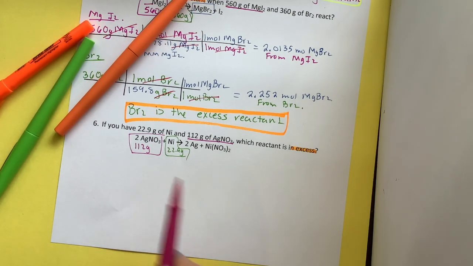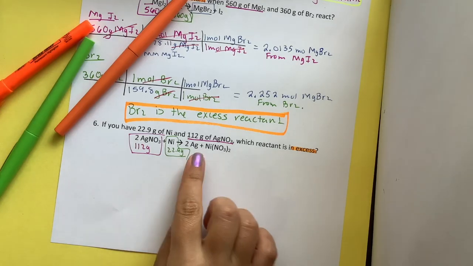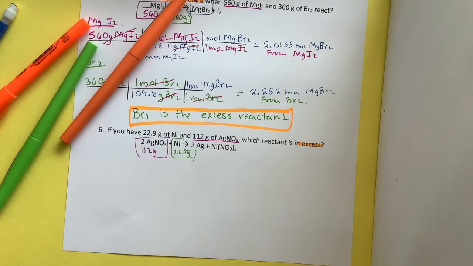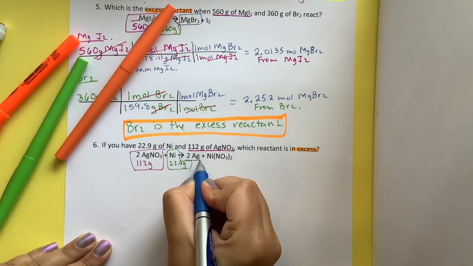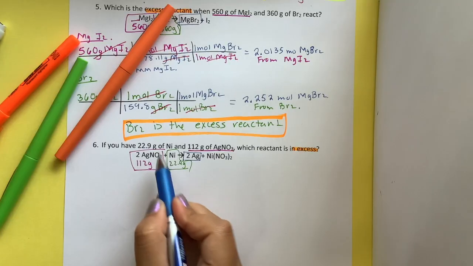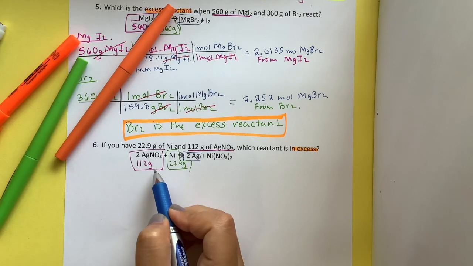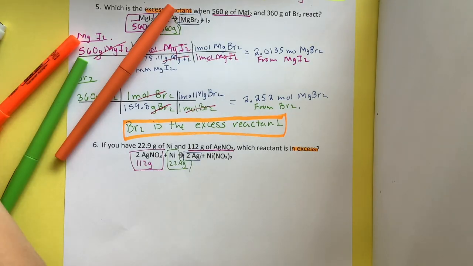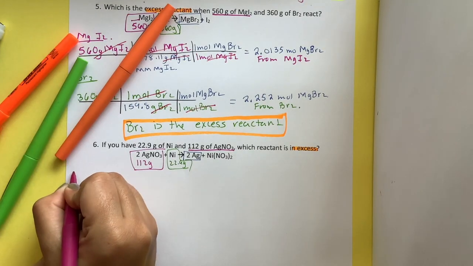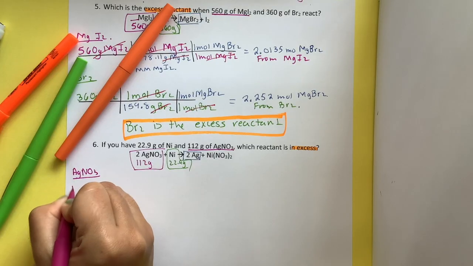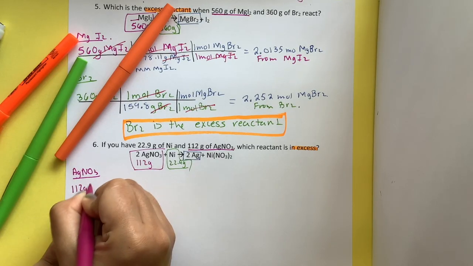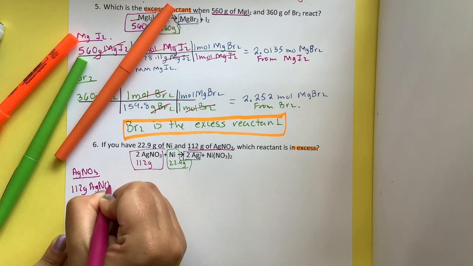So I'm going to pick one of the products. It doesn't matter which one I choose. My final answer will be the same. I'm just going to choose silver here. So I'm going to do stoichiometry and solve both reactants for the same product. Starting with AgNO3. Okay, so I have 112 grams of silver nitrate.